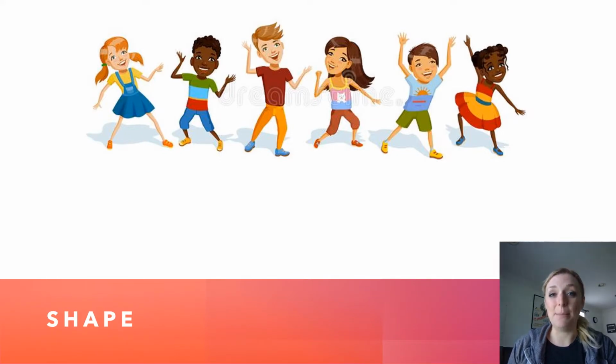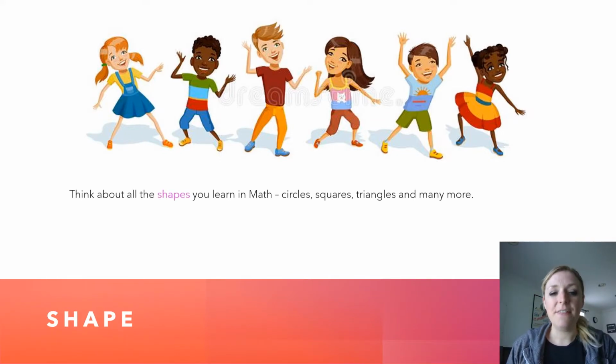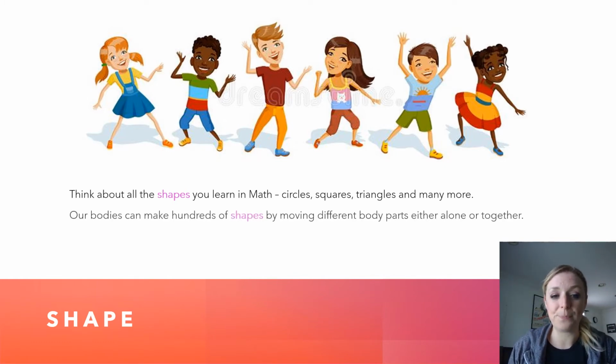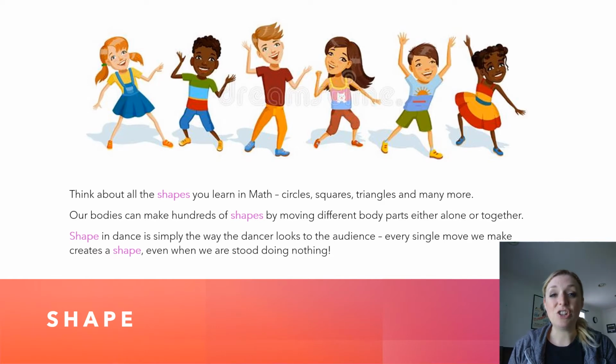So let's learn a little bit more about shape. Think about all the shapes you learn in math. Maybe you've looked at circles, squares, triangles, and many, many more. Our bodies can make hundreds of shapes just by moving different body parts, either alone or more than one body part all together. Shape in dance is simply the way the dancer looks to the audience. Every single move we make creates a shape, even when we are stood doing nothing.